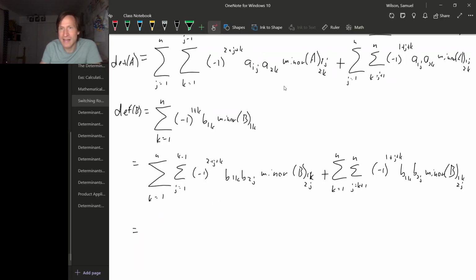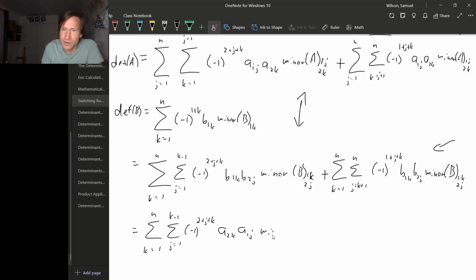Okay. Now, at this point, we can't really compare these two things because the first one is written in terms of the a's, and the second one is written in terms of the b's. But the a's and the b's are related, right? Because the matrix B is the matrix A, but with the first two rows swapped. So let's reinterpret this expression for the determinant of B in terms of the a's. So this is sum from k equals 1 to n, sum from j equals 1 to k minus 1, minus 1 to the 2 plus j plus k. So what is b1k? Well, that's the entry in B that's in row 1 and column k. But row 1 of B is row 2 of A. So b1k is a2k.